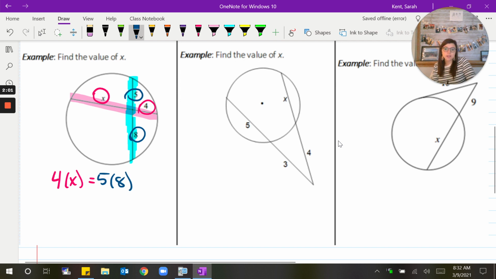So I could work this out, and let's see, 4 times x is 4x, 5 times 8 is 40, and then to get x by itself, I would divide both sides by 4 to find that x equals 10.